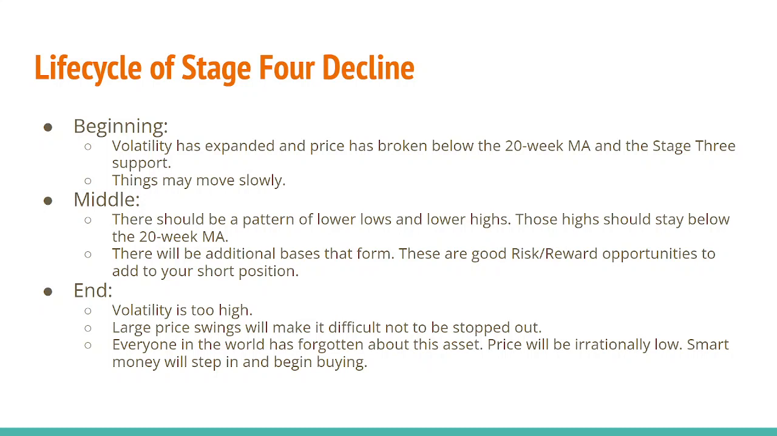Large price swings will make it difficult not to be stopped out of your position. And everyone in the world has often forgotten about this asset. It's been in this brutal stage 4 decline. Price is irrationally low, and you'll see the stage 4 decline begin to end when the smart money steps in and begins buying. So let's go look at our charts.